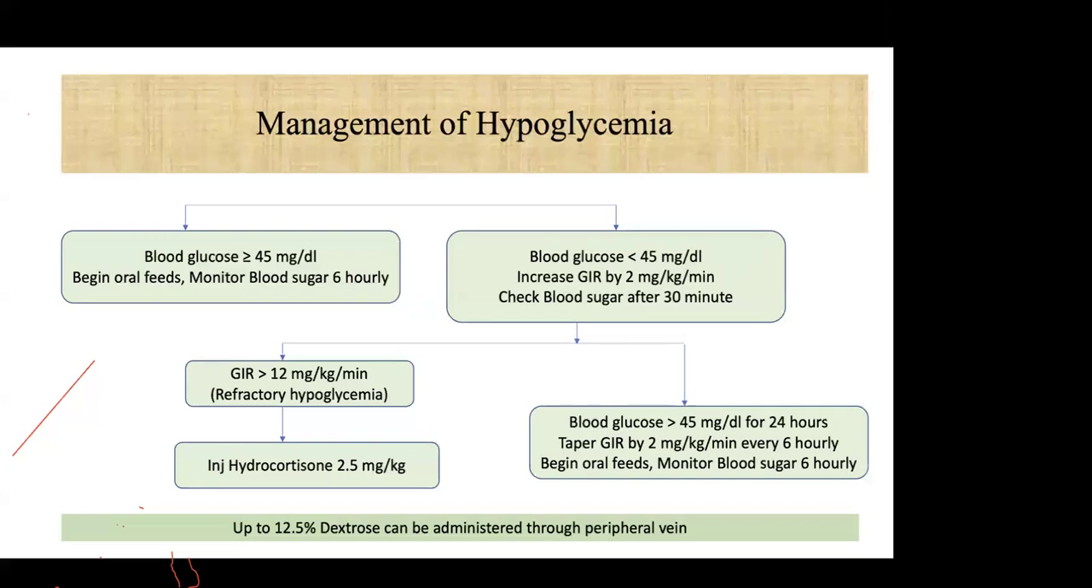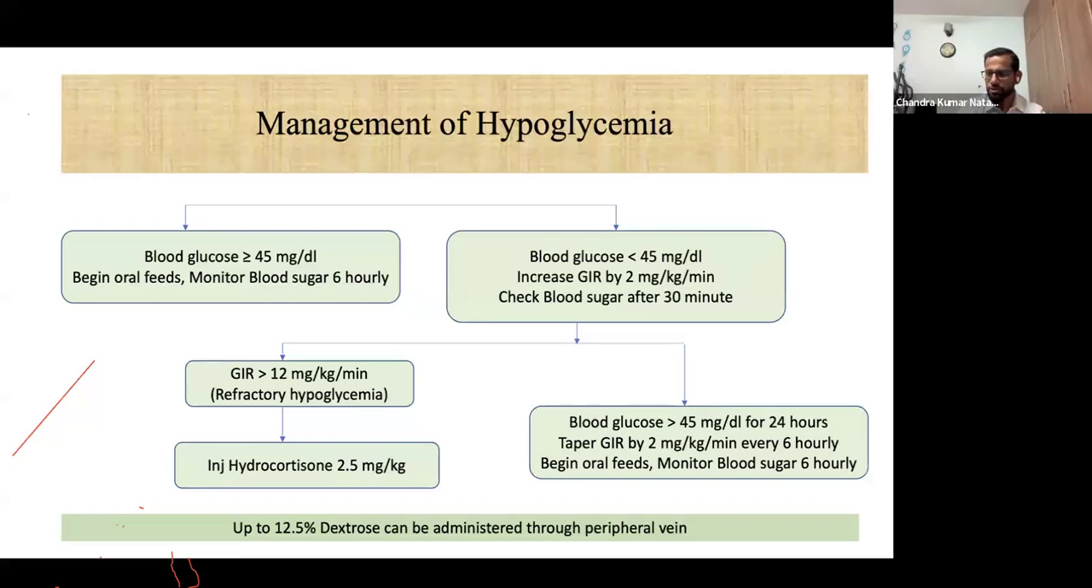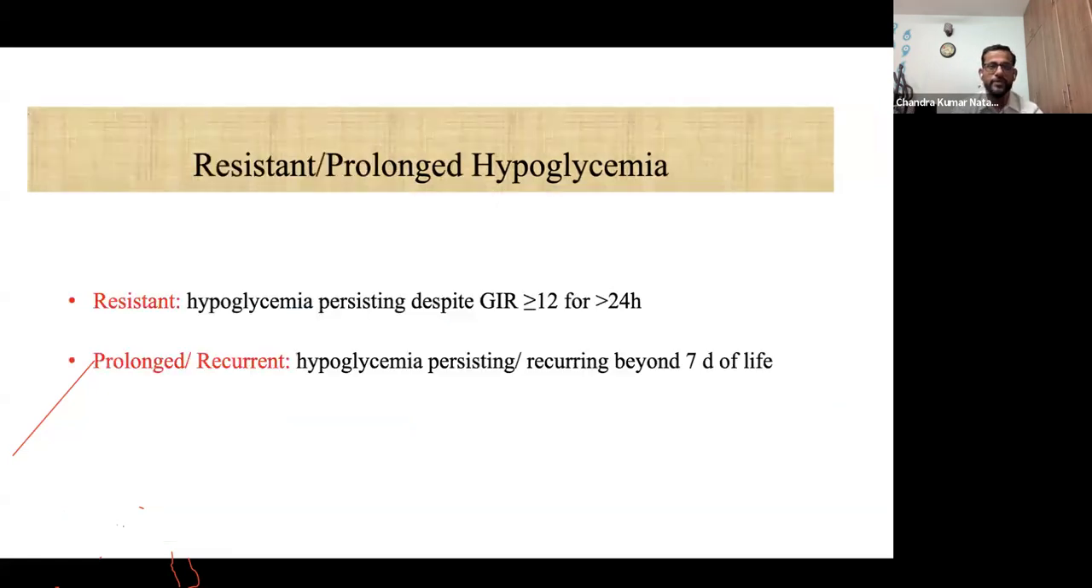Up to 12.5% dextrose can be administered through a peripheral line. If the baby is requiring higher GIR and the tonicity is going up, then you have to have a central venous access. That is either through the umbilical vein or a peripherally inserted central catheter, also called a PICC line. Through that, we can administer the fluids. Otherwise, more than 12.5% will cause a lot of extravasation injury, and you may not be able to maintain the line for a long time, and it will cause too much tissue damage.